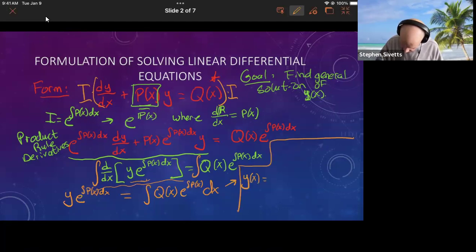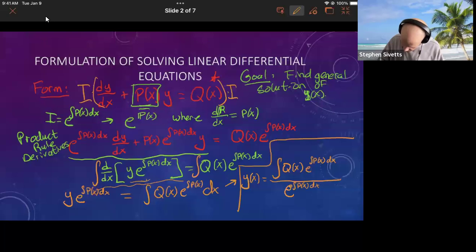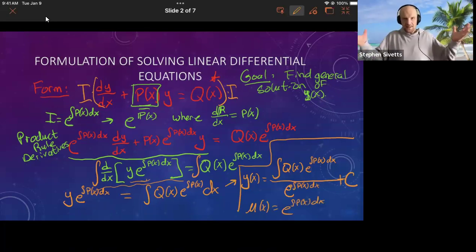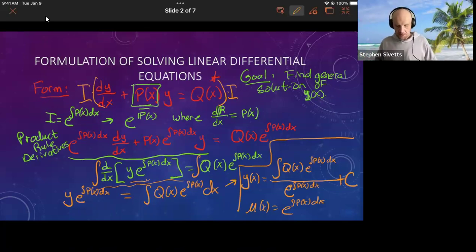Y of x is equal to this integral, q of x times e raised to the integral of p of x dx, divided by the exponential e raised to the integral of p of x dx, and then plus a constant, c. And in your textbooks, they label mu of x as this exponential. But nevertheless, that is the general solution for a first order linear differential equation. It should look like this.